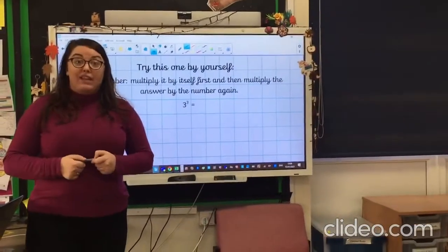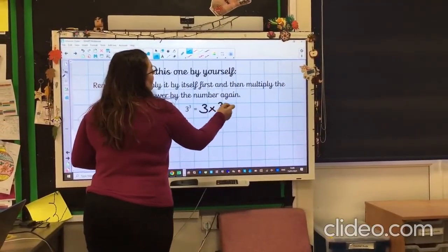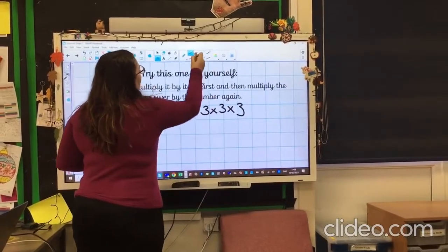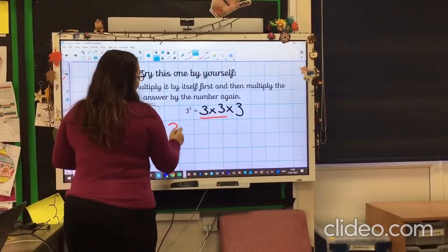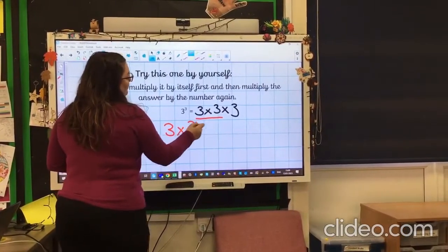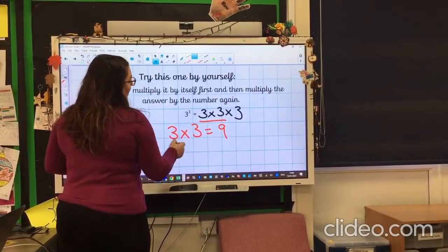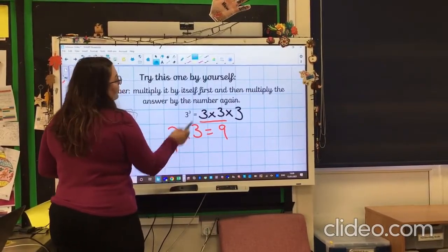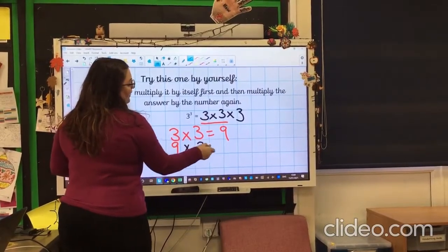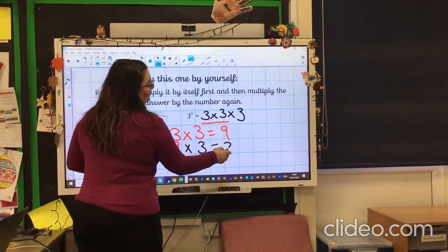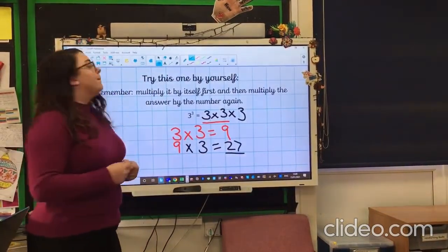Okay, 3 cubed. That is equal to 3 times 3 times 3. We're going to multiply these two numbers together first. So 3 times 3 is 9. We then take our answer, 9, and multiply it by our last 3. 9 times 3 is 27. So 3 cubed is 27.